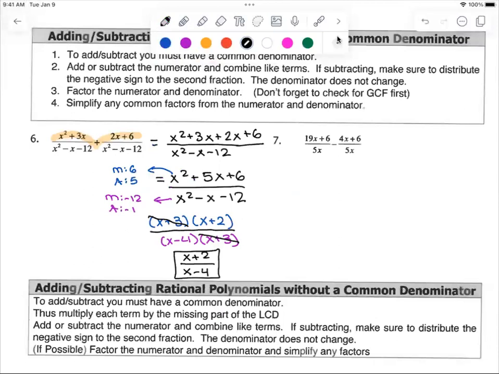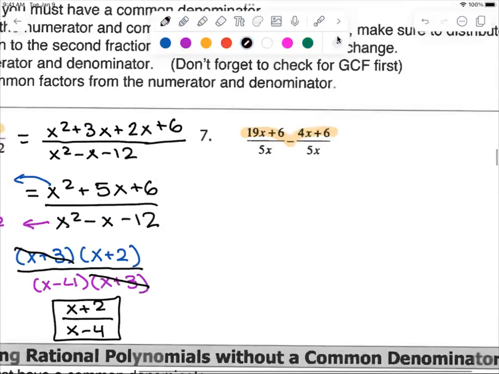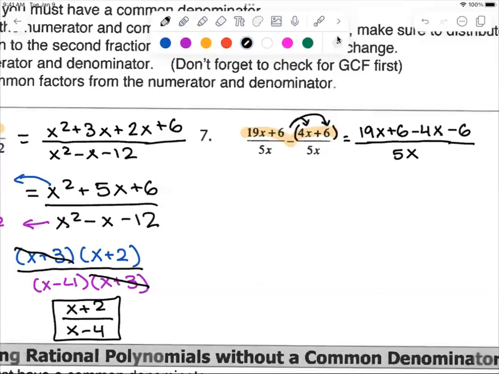Okay, the next one is a subtraction one. It's very, very similar, except you have to remember when you subtract that you need to put in parentheses. That's the most common error because you're going to distribute that negative sign. So 5x is going to stay in the denominator and we're going to simplify the top. So we really have 19x plus 6 minus 4x minus 6 because we're distributing that negative sign. Again, that's where I see a lot of errors, right there.